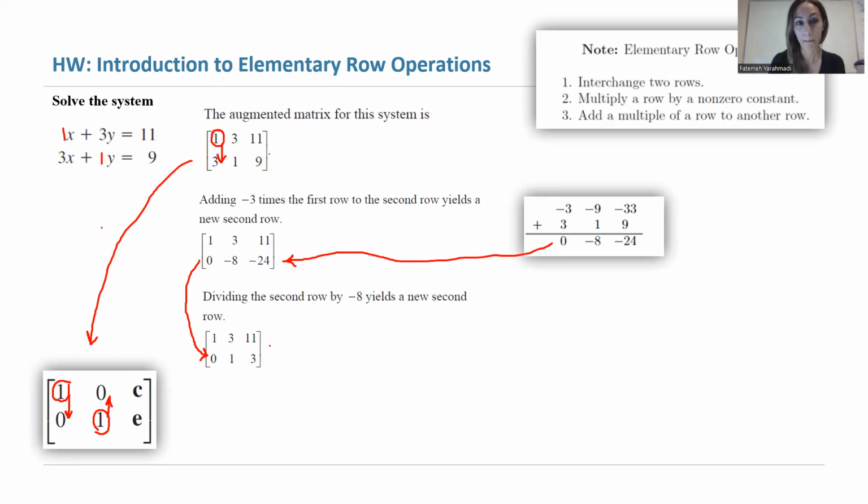Now stop and compare your matrix with the matrix that you're trying to convert it to. You have a 1, down here you have a 0, you have a 1, on top of it you have a 3. You can stop at this point, or you can multiply the second row by -3 and add it to the first row and make it a little bit simpler. But it's not very difficult to see the system of linear equations at this point: 1 times x plus 3 times y equals 11 and 0 times x plus 1 times y equals 3.